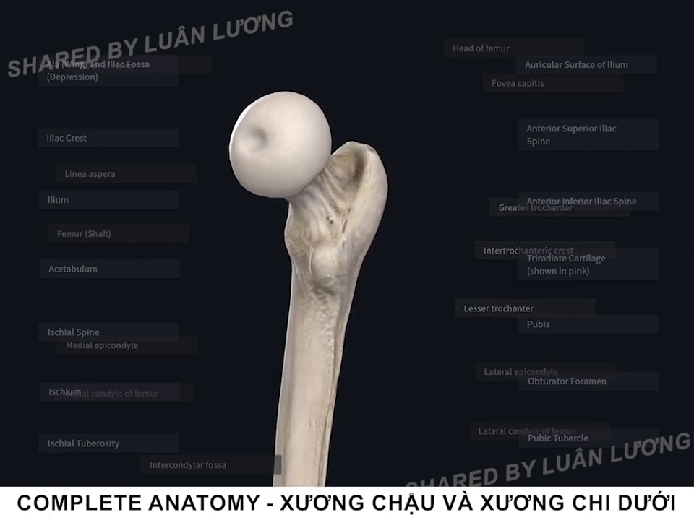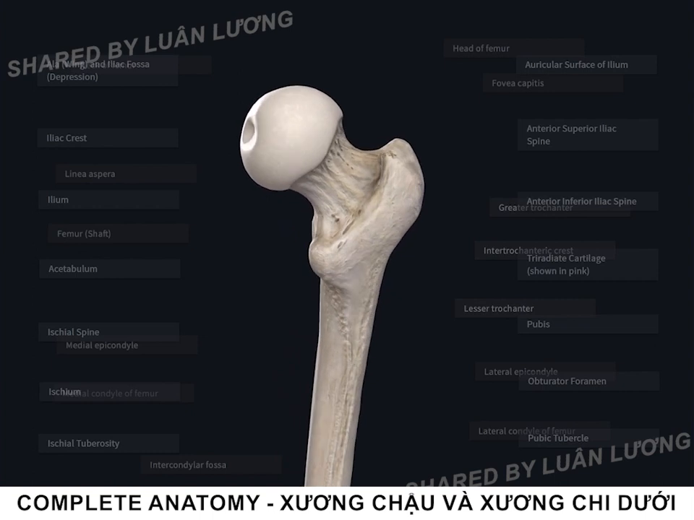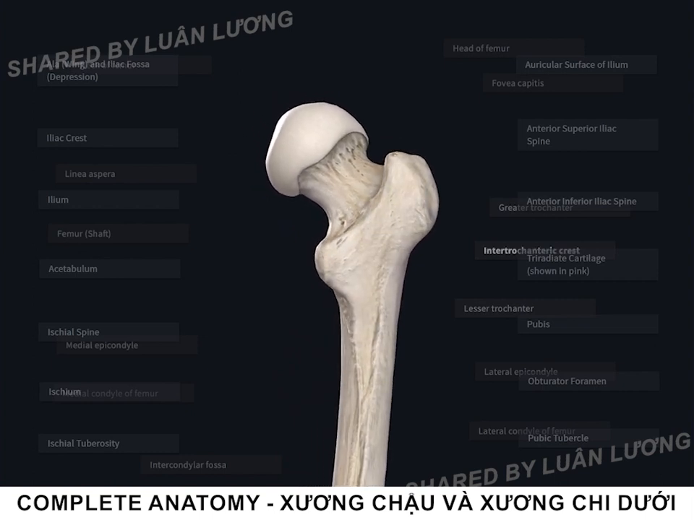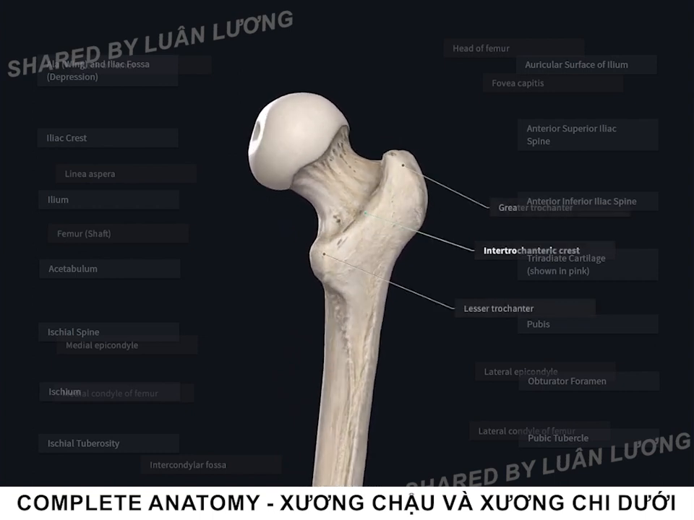Now you can see that there is a crest or a ridge of bone between the two trochanters, and that is known as the intertrochanteric crest. So these are going to be sites of attachment for the muscles coming from the gluteal region.